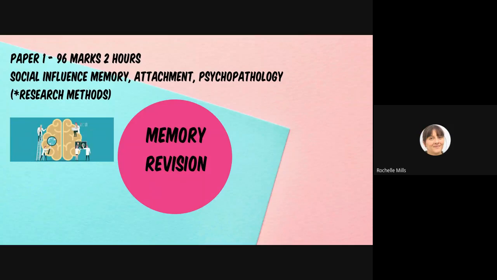So we're going to be looking at memory this week. Last week we looked at social influence. Both of these are topics on paper 1 alongside attachment and psychopathology. Paper 1 is worth 96 marks and is 2 hours long.